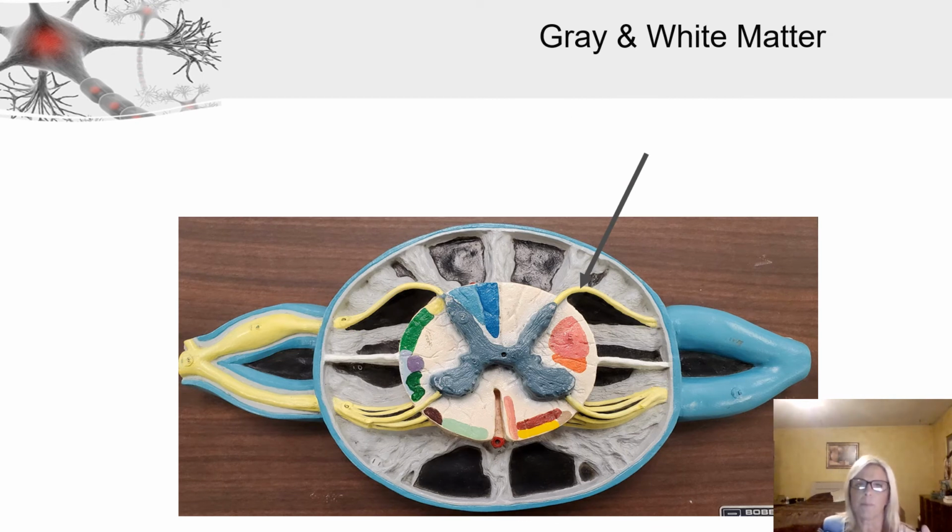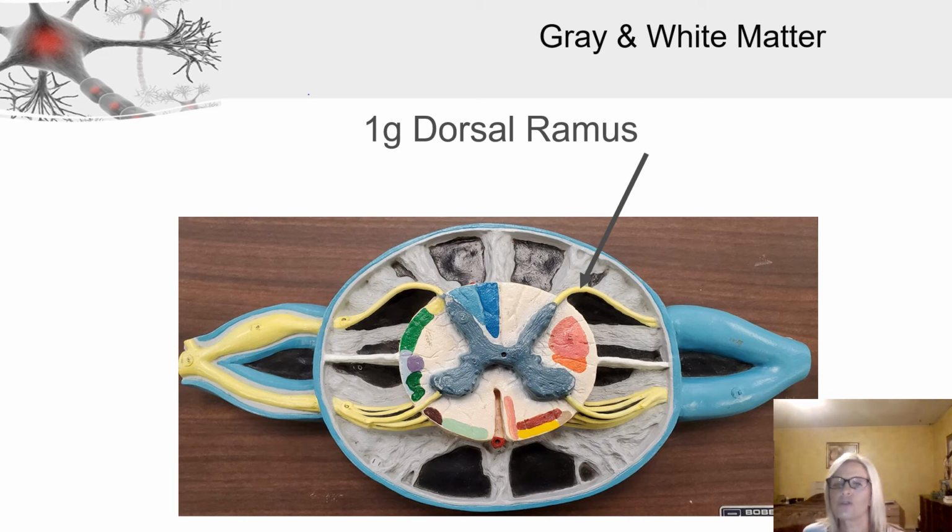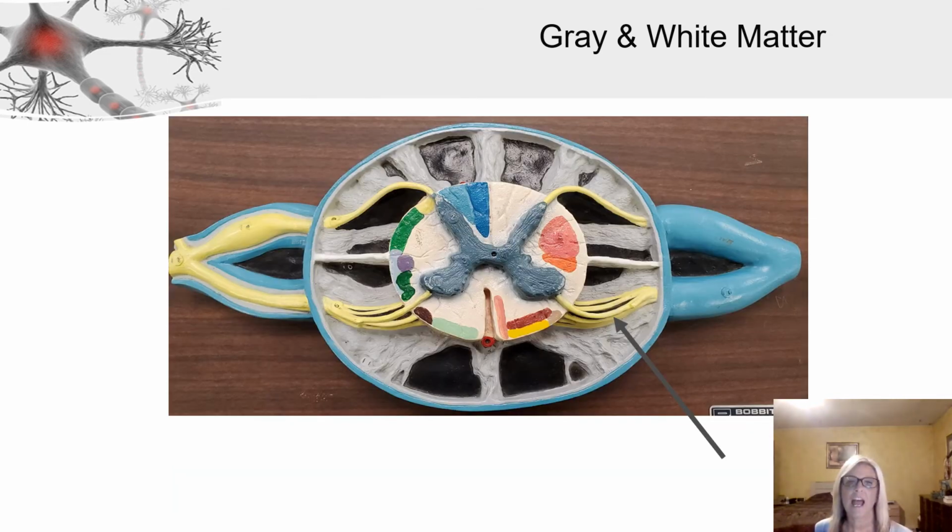Ramus comes from the same word as ram's horn. So you can see this dorsal ramus here has the same shape almost as a ram's horn. So that's what we call that portion there, dorsal ramus. And on the ventral side, of course, then we would call that the ventral ramus. So we have the dorsal and ventral ramus.